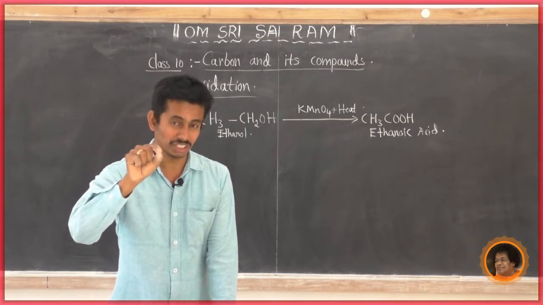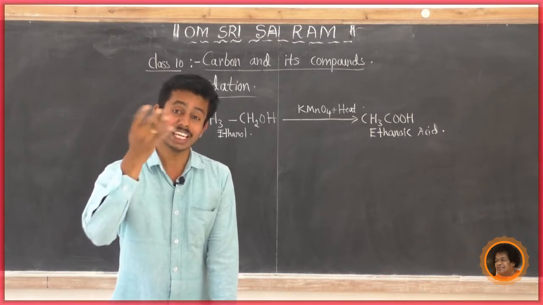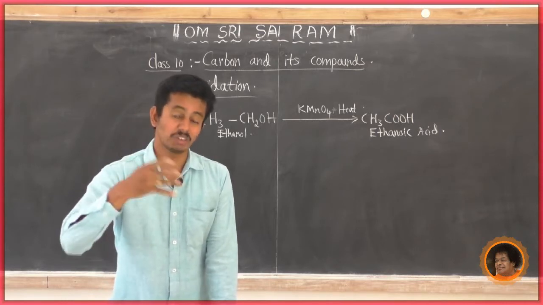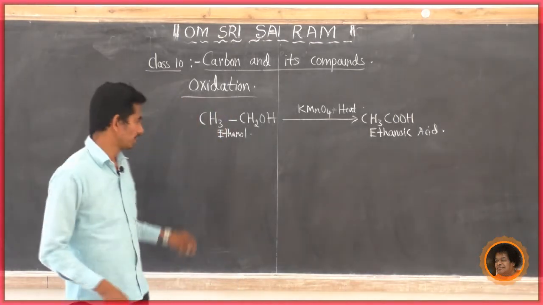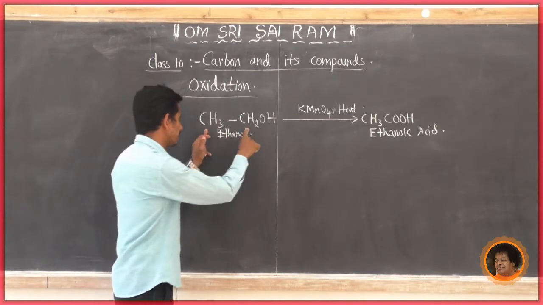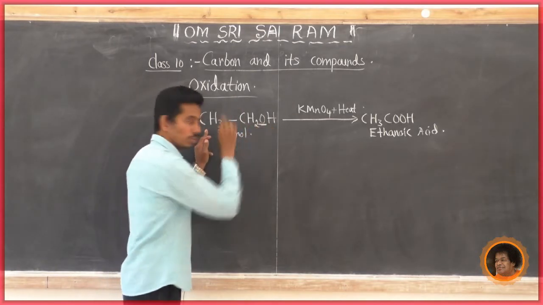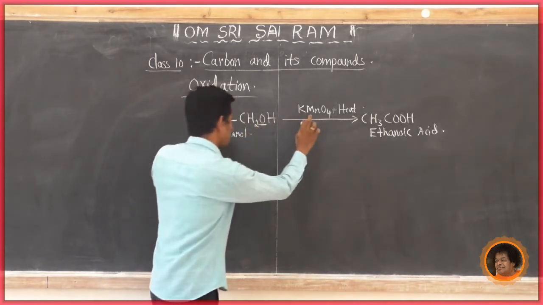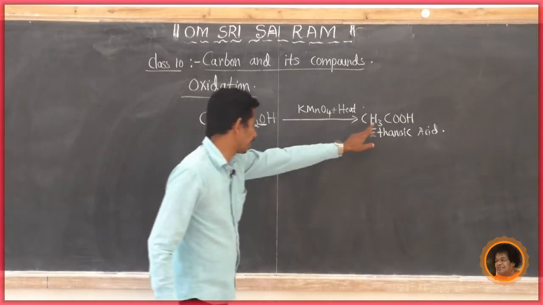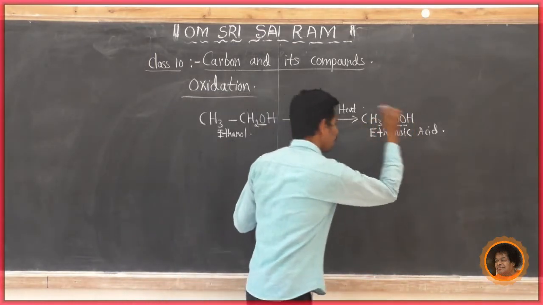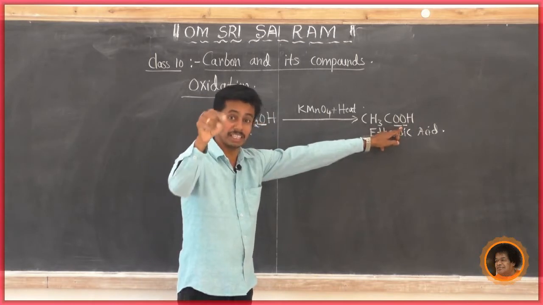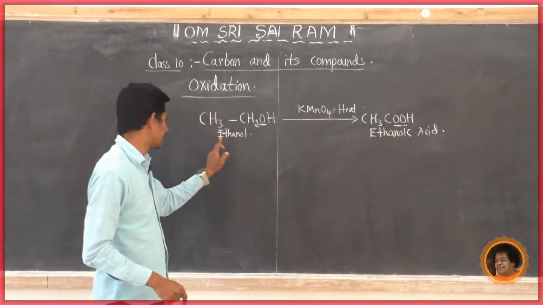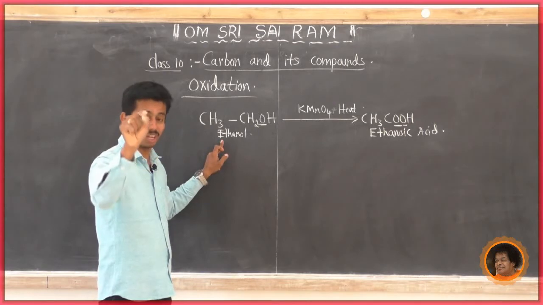In a chemical reaction, a substance which gains oxygen means it is an oxidation. Look at the reaction CH3CH2OH, only one O. When it reacts with potassium permanganate, it becomes CH3COOH. So one atom of oxygen, it gains. Which one gains? Ethanol gains oxygen. So it is an oxidation.